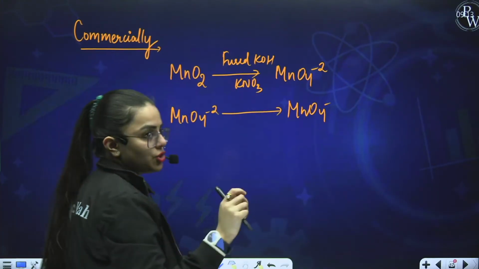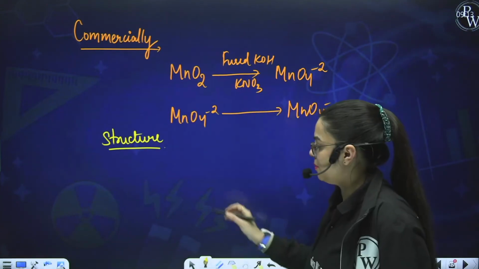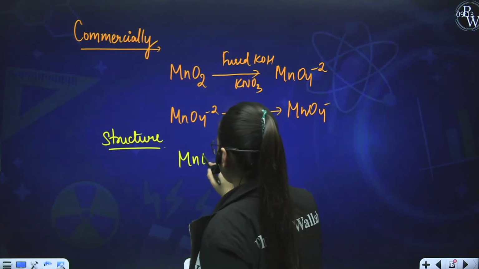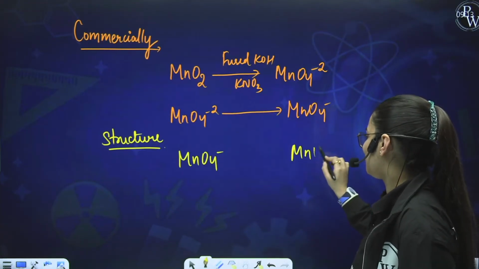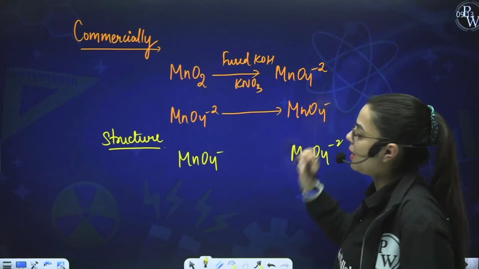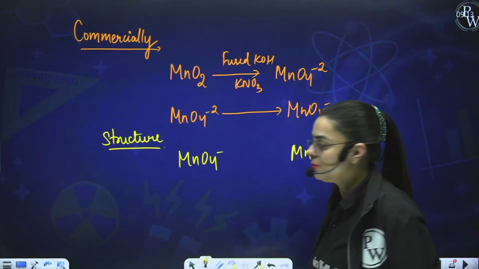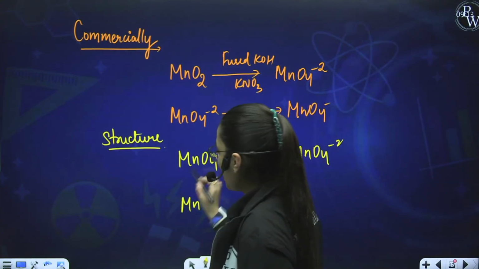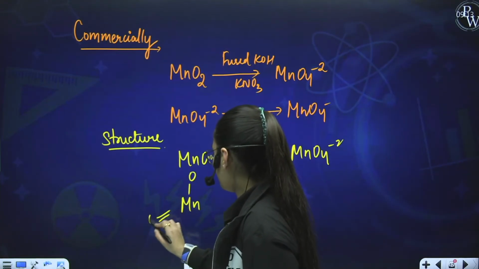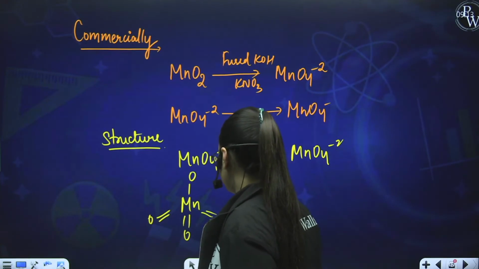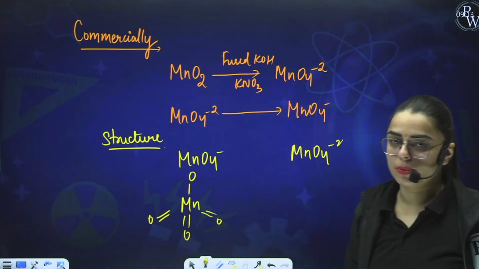If I talk about structure, we have seen two kinds of ions over here. One is MnO4 negative. Another one is MnO4 minus 2. So, how will they be forming? This is manganese. How many oxygen? 4 oxygen. So, it will form a single bond with this, double bond, double bond, double bond. Right? This is the compound formation.